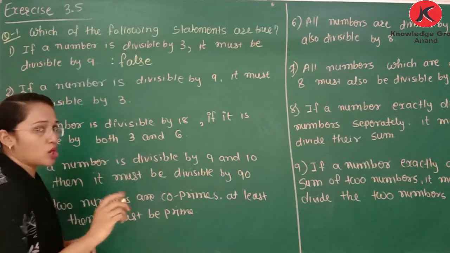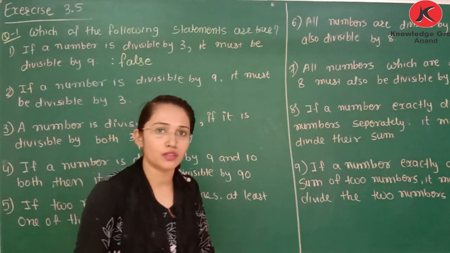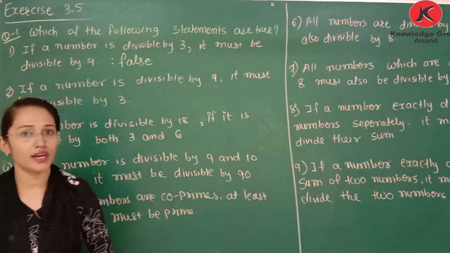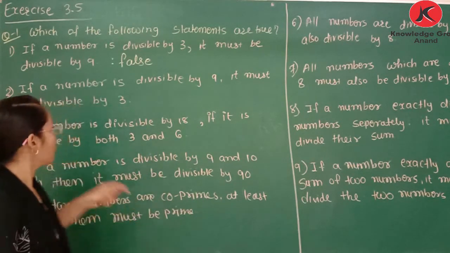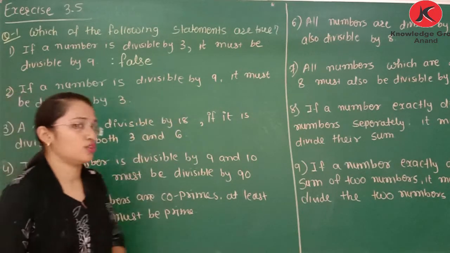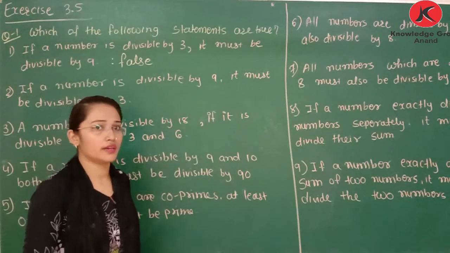Okay, why? Because all numbers that are divisible by 3 are not divisible by 9. જે 3 થી divide થાય છે 9 થી પણ divide થાય એવું જરૂરી નથી. If a number is divisible by 9, it must be divisible by 3. What are the factors of 9? 9 ના factor શું થાય?